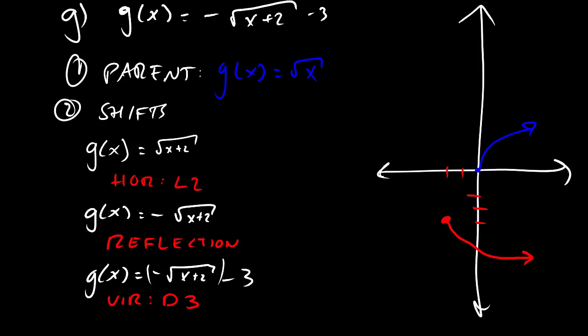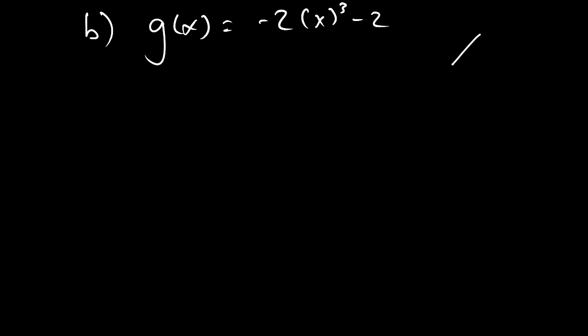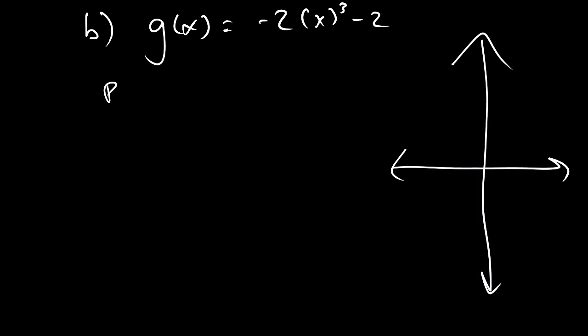After you've done that, come back to the video and then click play and we're going to go through them together. So pause, go through them, come back, and we'll go through them together. Alright, and we're back. You should have already done these. So g of x is equal to negative 2 x cubed minus 2. Parent graph. The parent graph is going to be my x cubed.